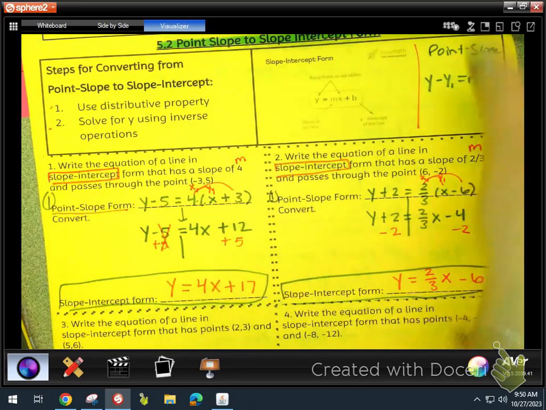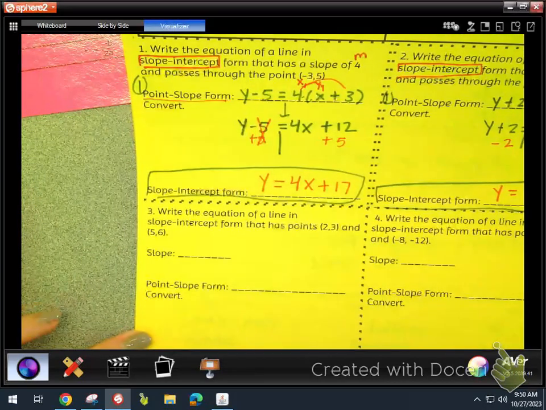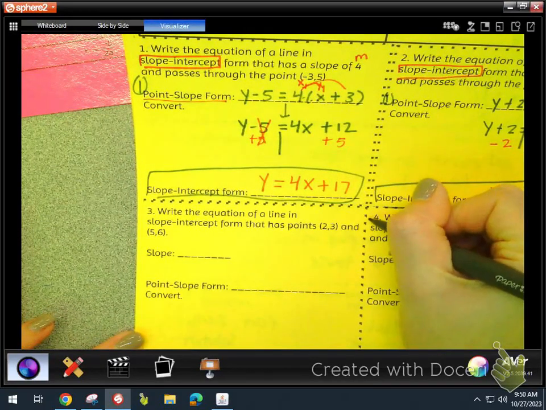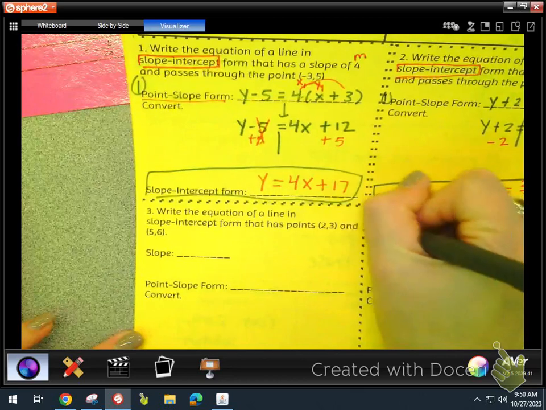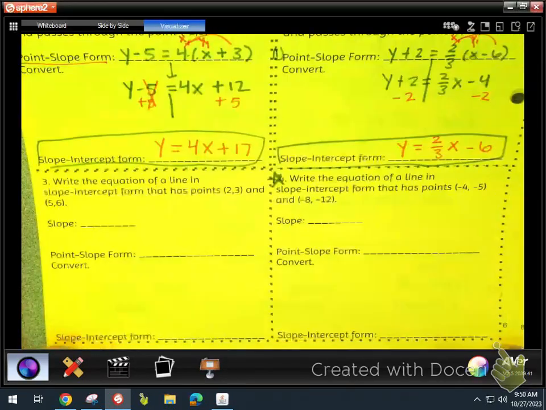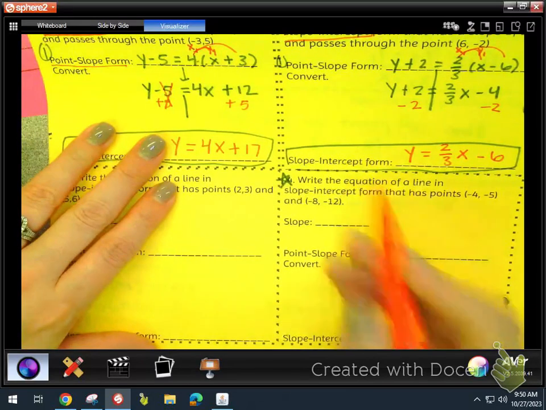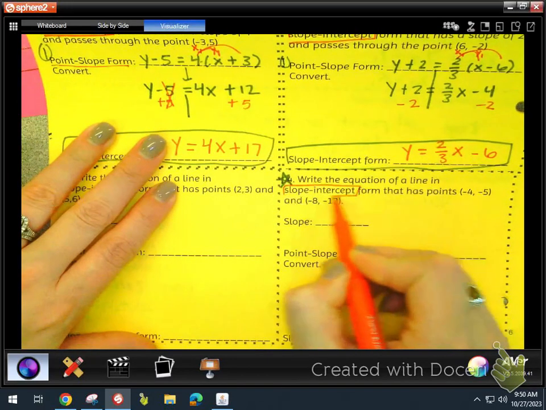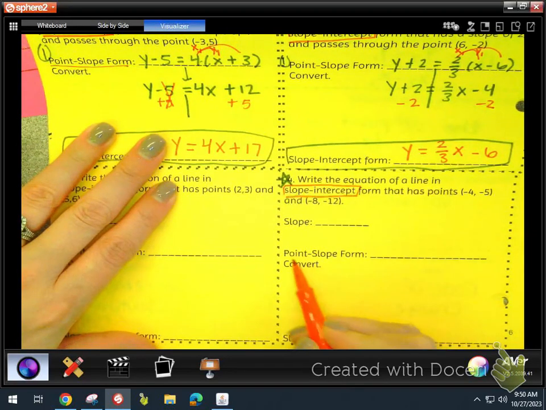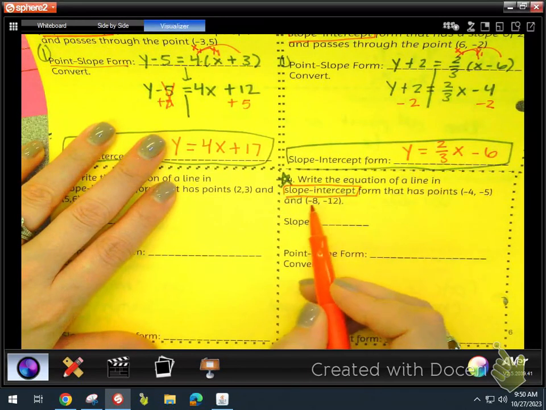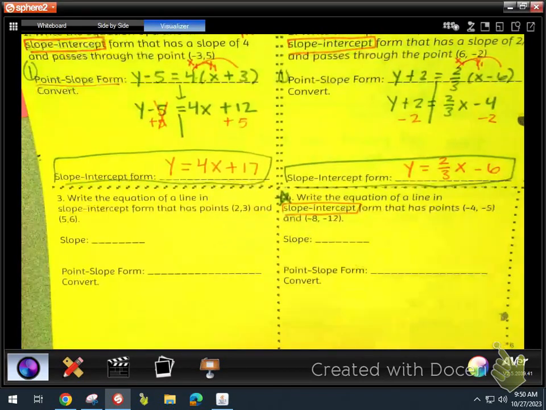All right, let's look at 3 and 4 real quick. I'll do 4 with you because there's a lot of negatives, and then I'll have you guys go do 3. Put a star by 4. Okay? What's our goal? Write an equation of a line in... What's our final answer going to be in? But where do we have to start? We have to start in point slope, okay? All we're given is 2 points, negative 4, negative 5, negative 8, negative 12. Are either of those points a y-intercept? That is why we have to start in point slope form.